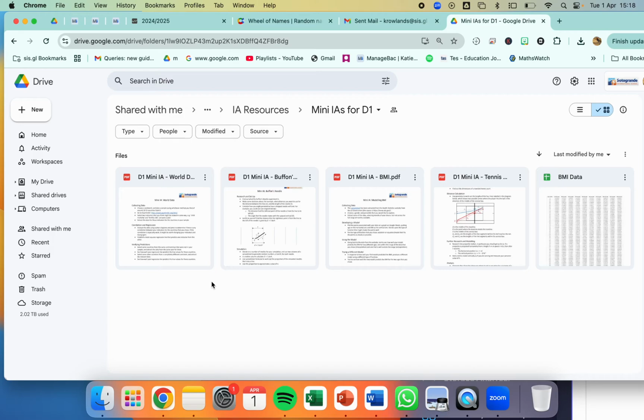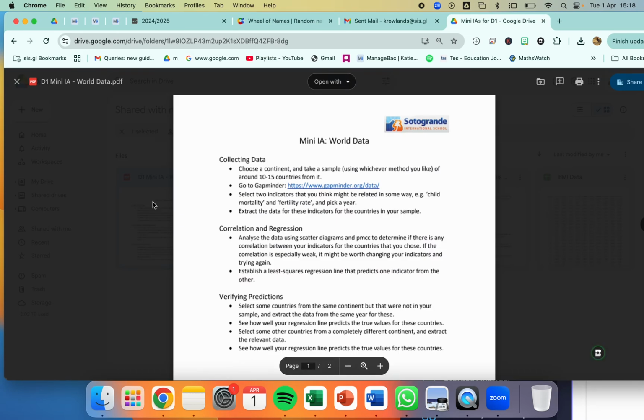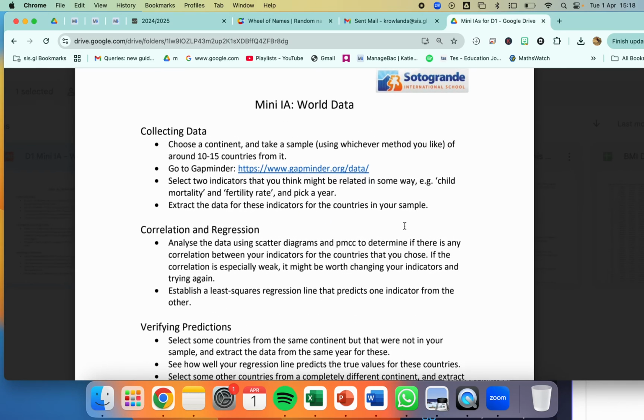So the first thing you're going to do is explore different types of mini IAs, which are given in the following folder. You can see there is a mini IA which is about world data. This is the most stereotypical one to do for your real IA. Why? Because it's easy to get between 12 and 16 marks. You need to follow the steps, step by step, and this is all about understanding how to plot two different types of data and then analysing things such as Pearson.